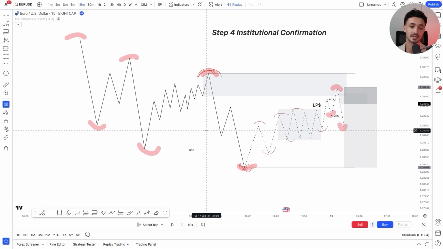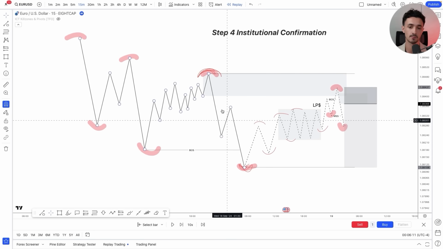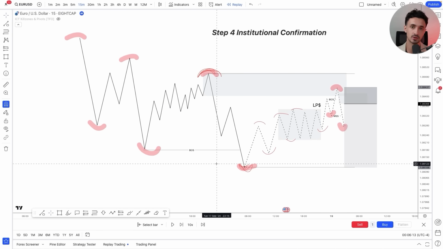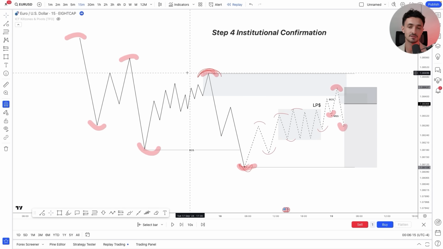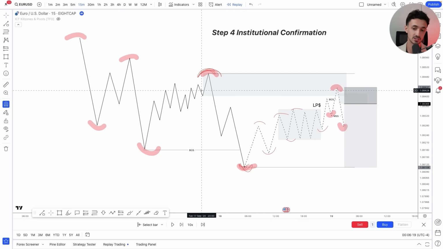Step number 2, identify an area of range before an aggressive sell-off, or an aggressive buy in a bullish scenario. When you get the aggressive sell-off, that is your institutional intention. You want to identify the range, because this is the transactional range. That is going to be your point of interest.